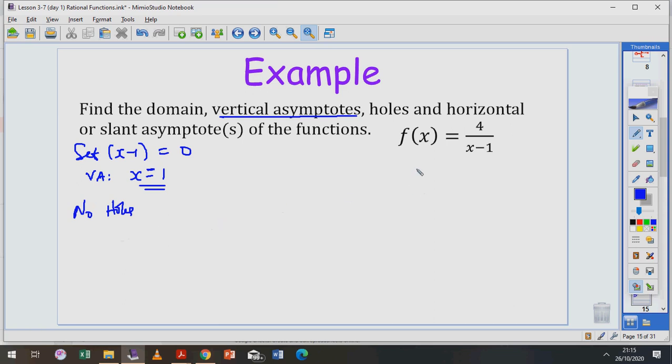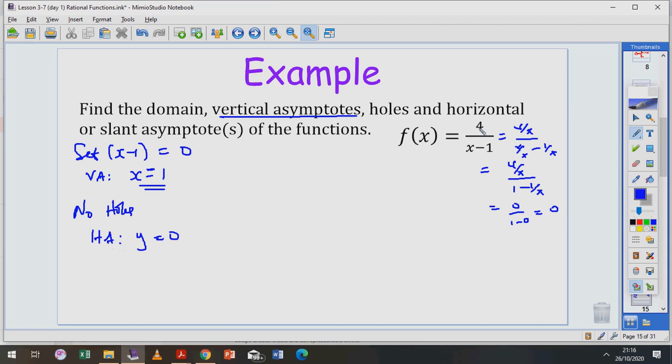Horizontal or slant asymptote. Now, if you don't remember the rules for this asymptote, just go ahead and divide each term in the function by the leading term of the denominator. So if I divide by x, this is 1 minus 4 over x, all over x. Then ask yourself what happens when x becomes a very big number. 4 divided by a very big number is 0. This is 1 minus 0, so that means f of x is just equal to 0. So the horizontal asymptote is just y is equal to 0.